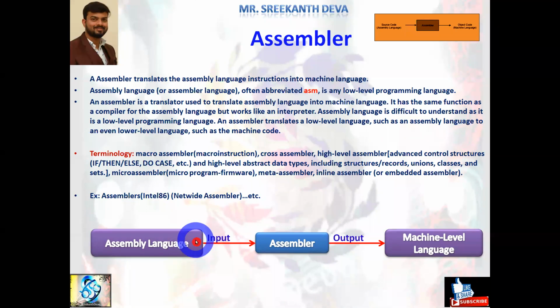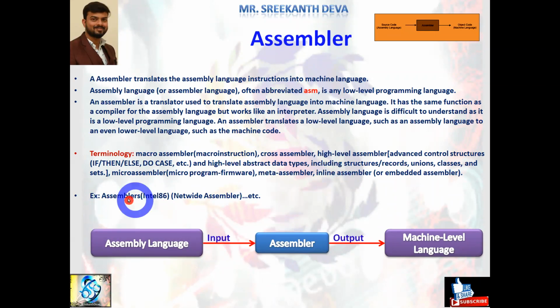But if you go with the modern terminologies, like macro assemblers with macro instructions, cross assemblers, high level assemblers with advanced control structures, which in C language also we are using, like conditions such as if, then, else, do, case, and high level abstraction data types including structures, records, unions, classes, and sets, micro assemblers, microprogram firmware, meta assemblers, inline assemblers, or embedded assemblers. These are all the terminologies used in assemblers.